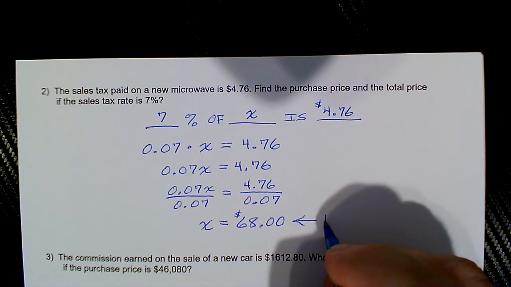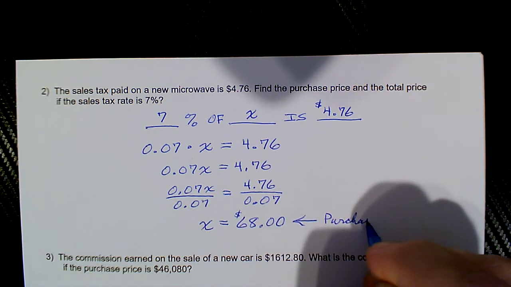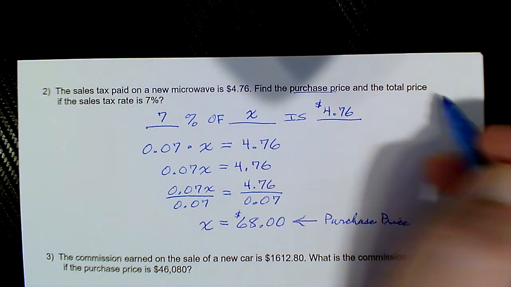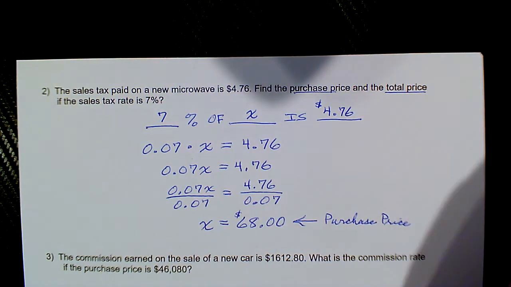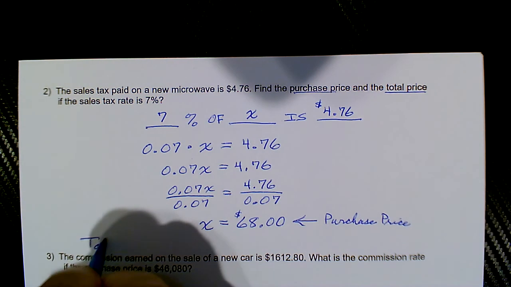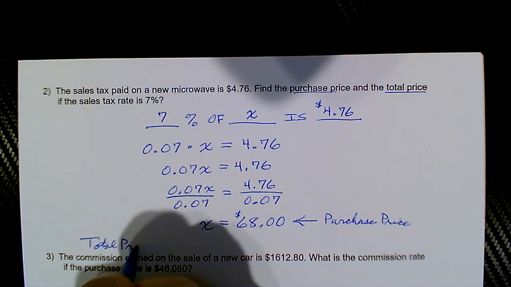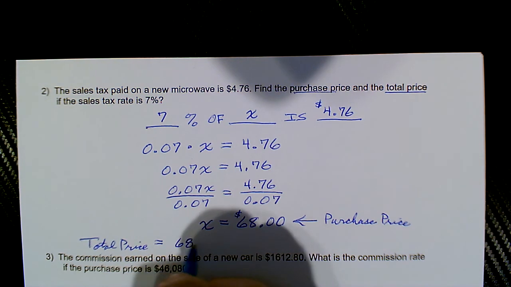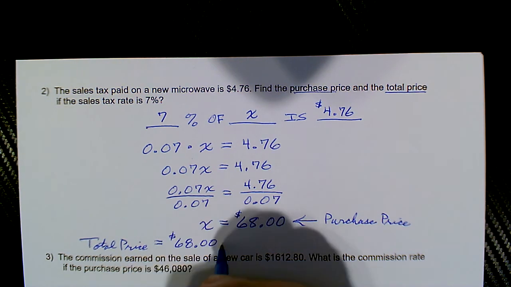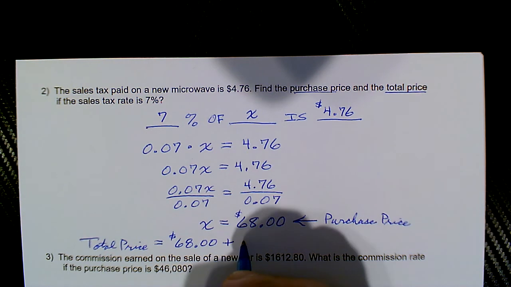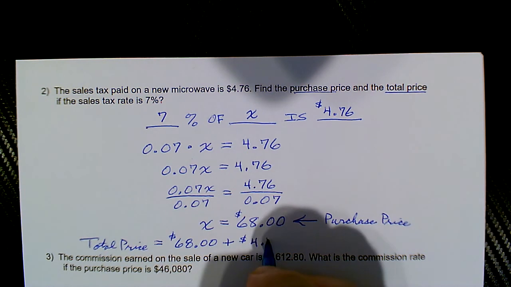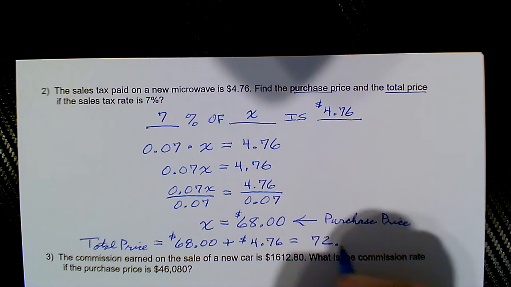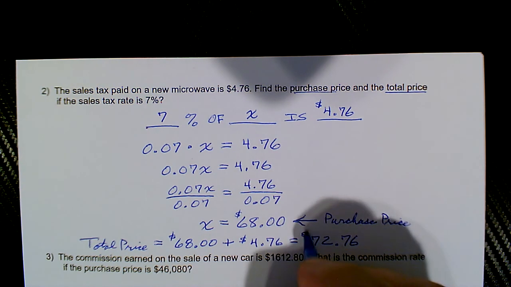But notice in the question, we also wanted the total price. We found the purchase price, that's a 68. Total price, again, you don't need a formula for this. It's just the purchase price, what we just found, the $68, plus the sales tax that was paid, which was the $4.76, giving us $72.76.